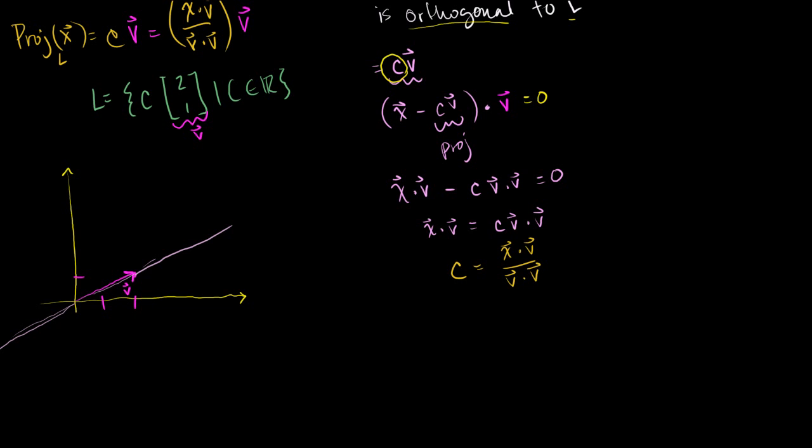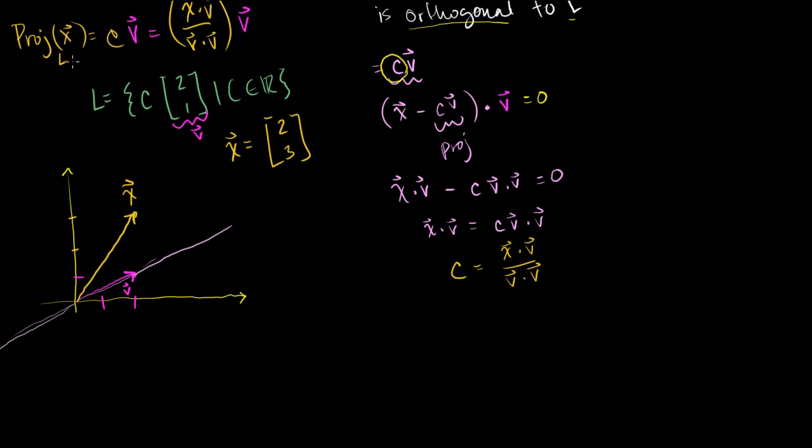Now let's say I have another vector x. And let's say that x is equal to 2, 3. So let me draw x. X is 2, and then you go 1, 2, 3. So vector x will look like that. And what we want to do is figure out the projection of x onto L.